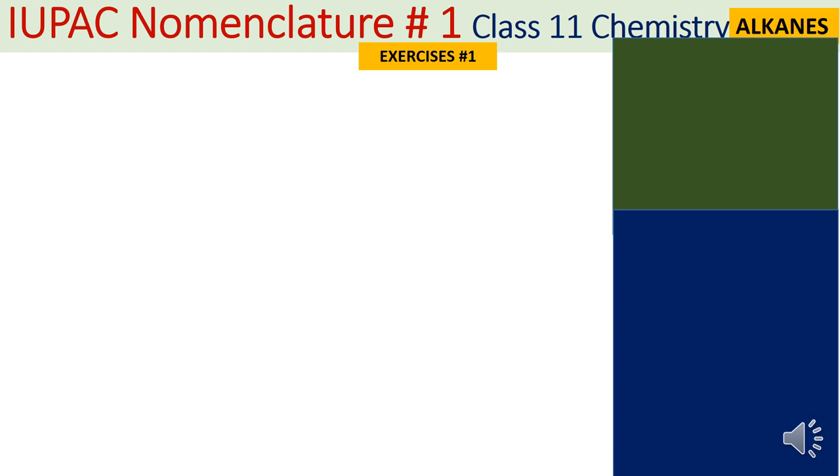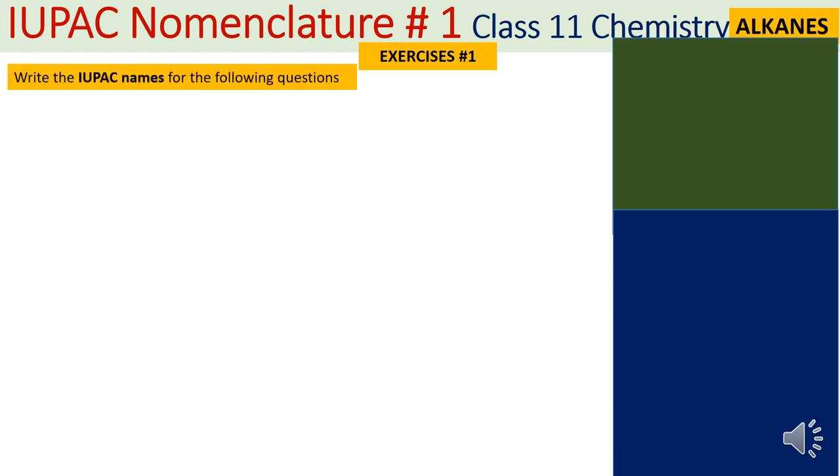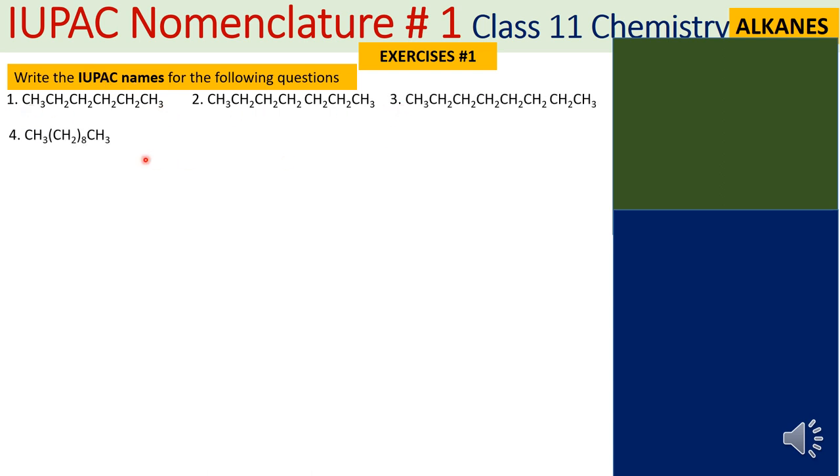Now let us do some exercise. Write the IUPAC names of the compounds. So what you have to do is write the IUPAC name. The condensed structure is given. For that, you have to write the IUPAC names. 1, 2, 3, 4th one, 5th one. Okay, in this case, look at this, it is a completely condensed structure.